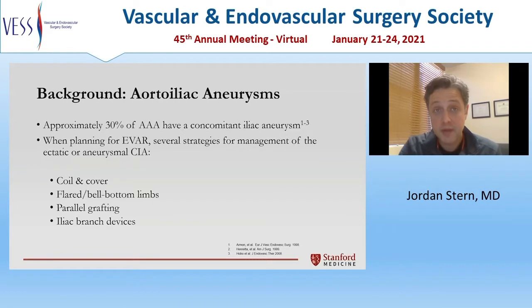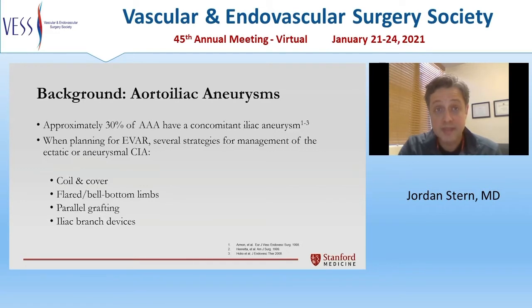Up to 1/3 of abdominal aortic aneurysms are associated with concomitant aneurysms of the iliac vessels. When considering an endovascular approach to combined aortoiliac aneurysmal disease, there are several potential strategies. If no suitable landing zone exists in the common iliac artery, one approach is to embolize the internal iliac and extend the graft into the external iliac. This is the so-called coil and cover strategy.